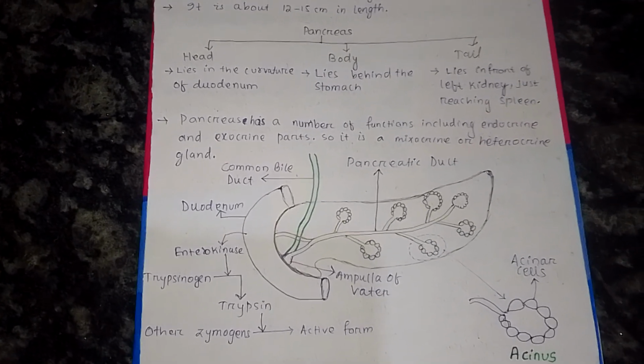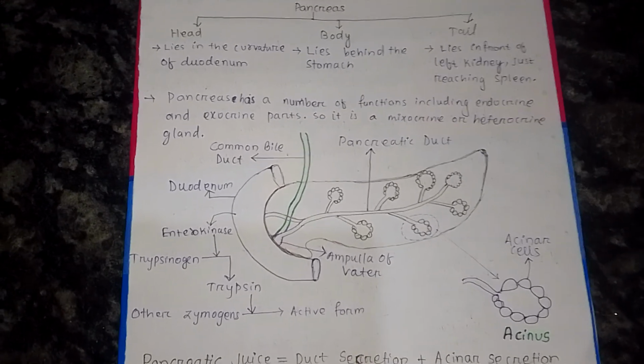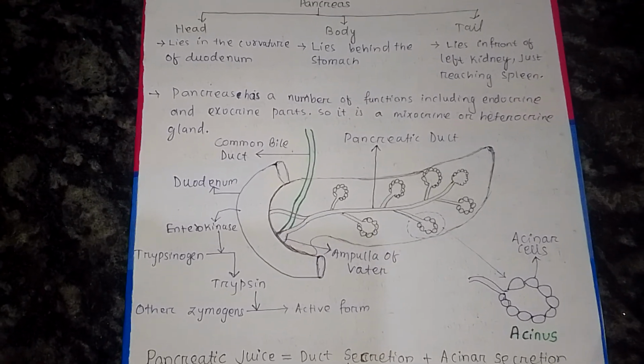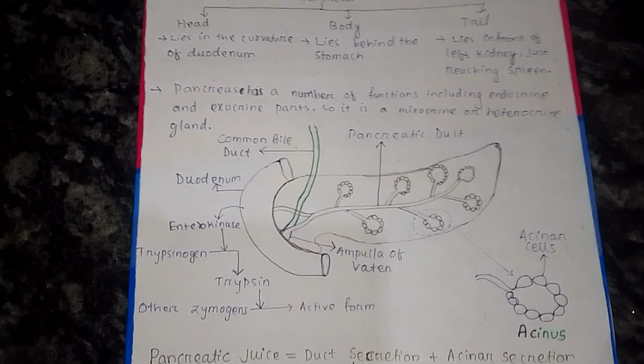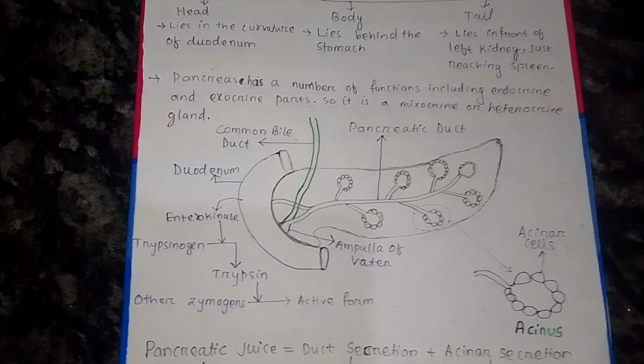Pancreas acts both exocrine as well as endocrine. That's why pancreas is known as a heterocrine gland, or we can call it mixocrine gland, because it performs both endocrine as well as exocrine functions.